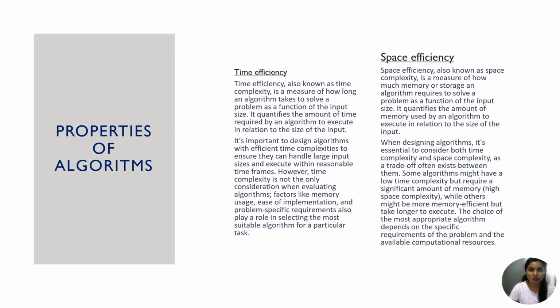Next, properties of algorithms. Types: time efficiency. Time efficiency, also known as time complexity, is a measure of how long an algorithm takes to solve a problem as a function of the input size. It quantifies the amount of time required by an algorithm to execute in relation to the size of the input. It's important to design algorithms with efficient time complexities to ensure they can handle large input sizes and execute within reasonable time frames.